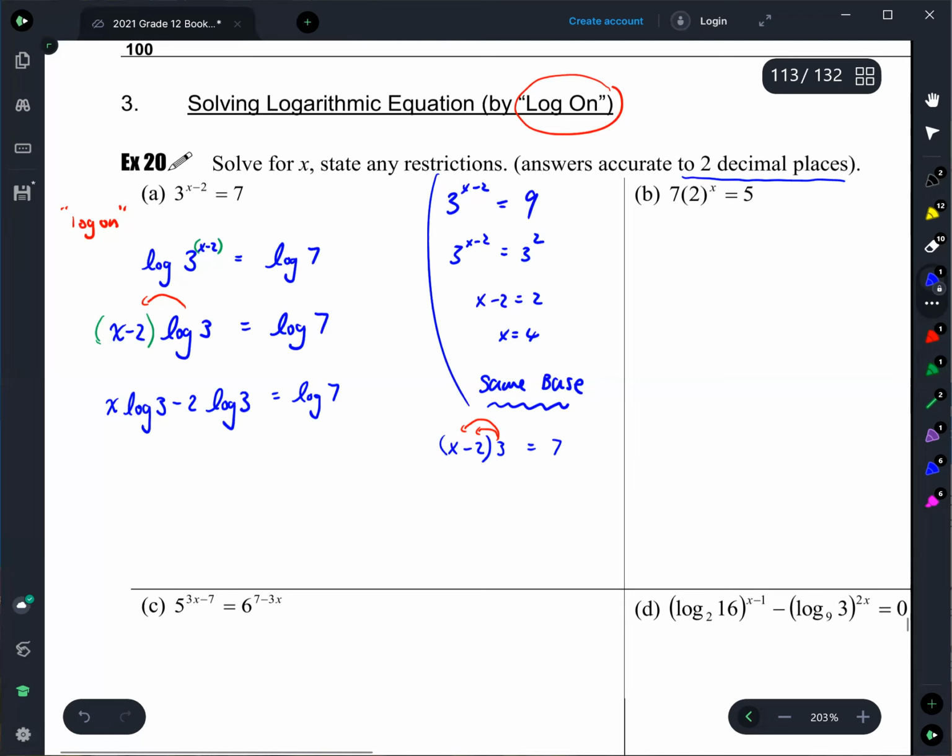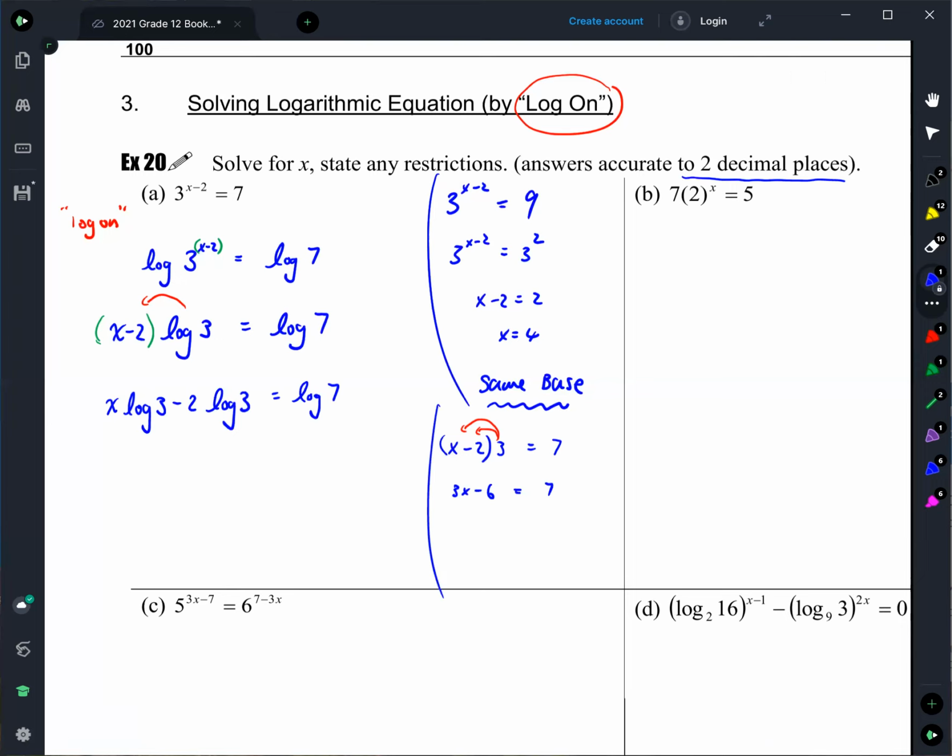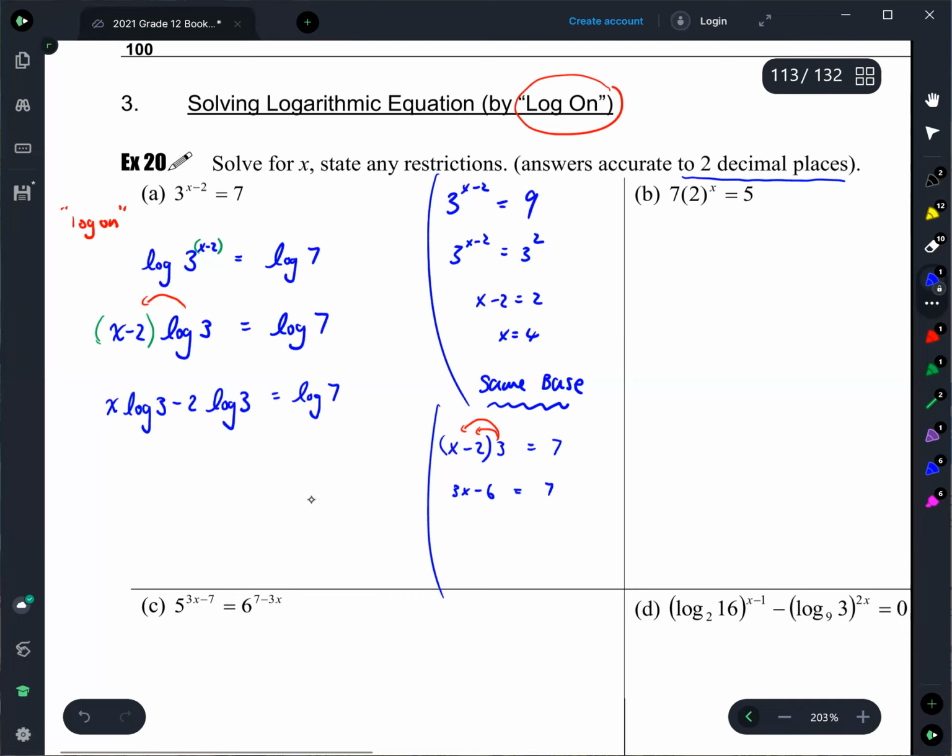Okay, we're gonna do the same thing on this side. So we have 3x minus 6 equal to 7. Okay. Okay, so what do we do next? Our goal is to isolate x. Evan, what do you think we should do in the next line?